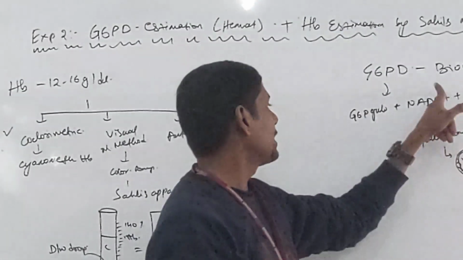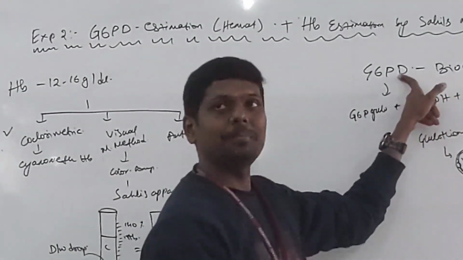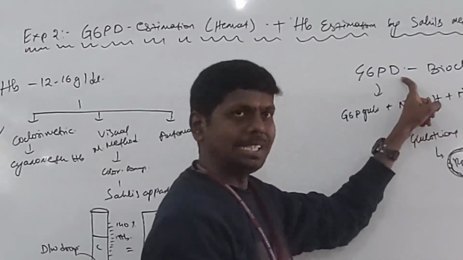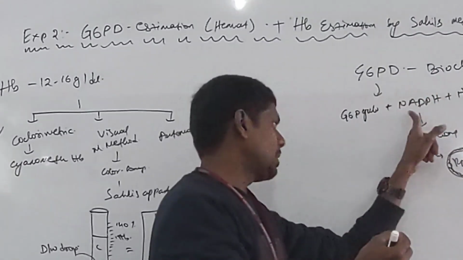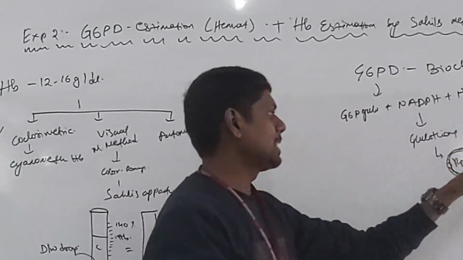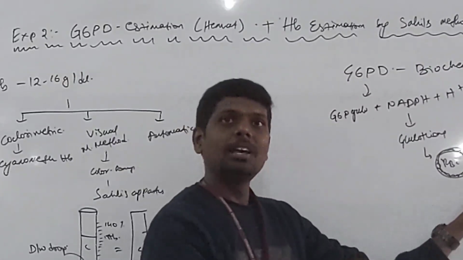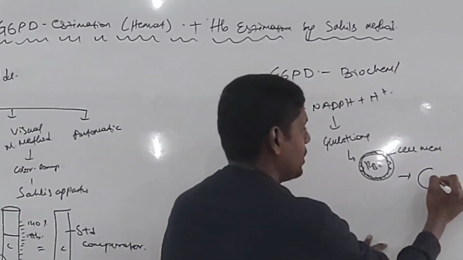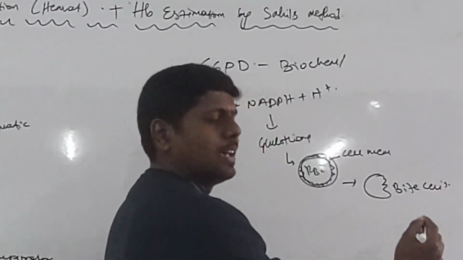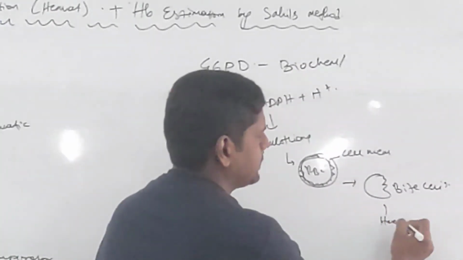NADPH comes from this enzyme. So absence of this enzyme results in absence of this. Absence of this results in absence of this. Absence of this results in destruction of the cell membrane, resulting in bite cells and hemolysis.